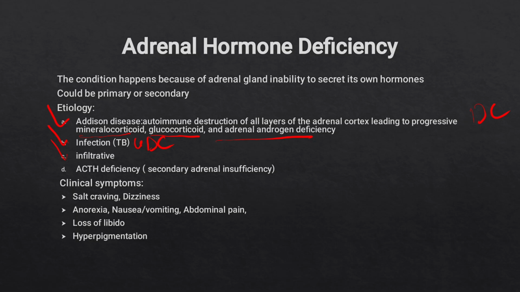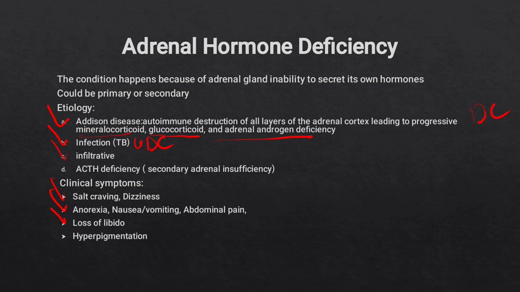The symptoms, think about each hormone and its own physiology, and the deficiency of this hormone will lead to the opposite symptoms. So for example, deficiency of aldosterone will lead to salt craving, so the patient wants to eat more salt to increase the pressure, and dizziness. Anorexia, nausea, vomiting, and abdominal pain, this is because of cortisol deficiency. Loss of libido, that's because of androgen deficiency.